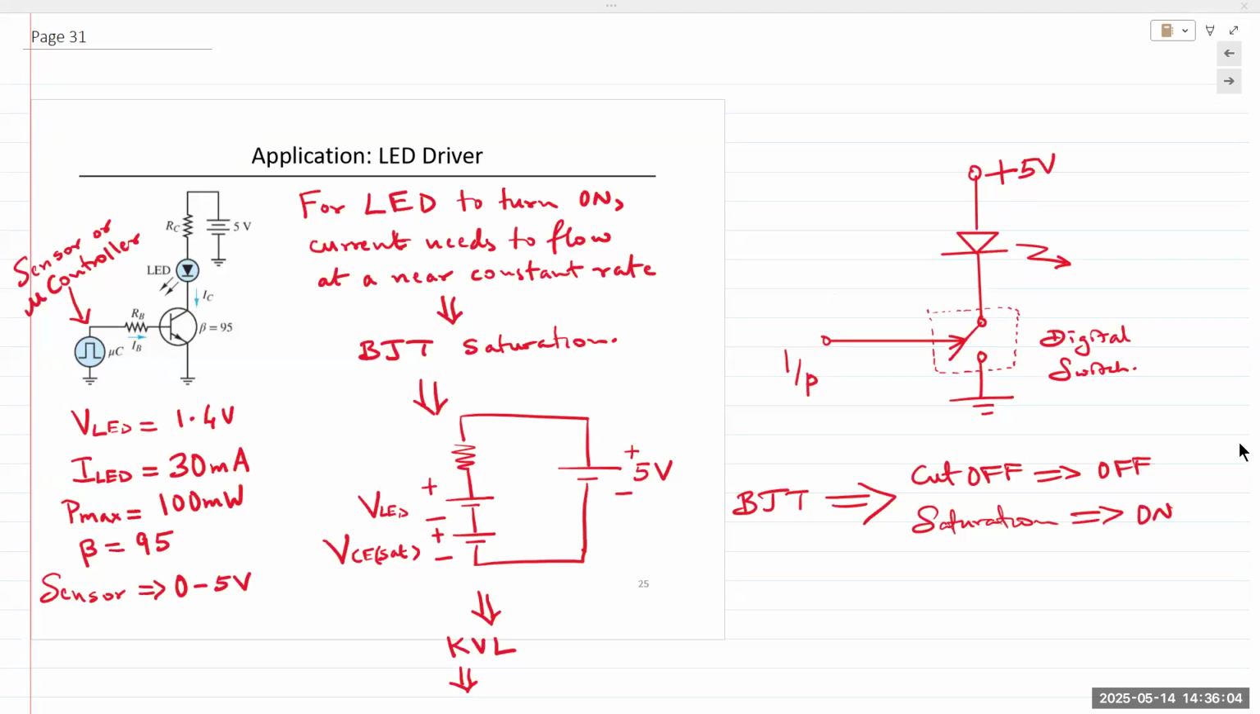So the question being asked is how do we know what VCE sat is? That's a property of the transistor. When it goes into saturation, VCE is typically 0.2 volts or less. So VCE sat for pretty much almost all transistors would be about 0.2 volts. Sometimes it could be like 0.3 or so, but 0.2 is the standard accepted value.